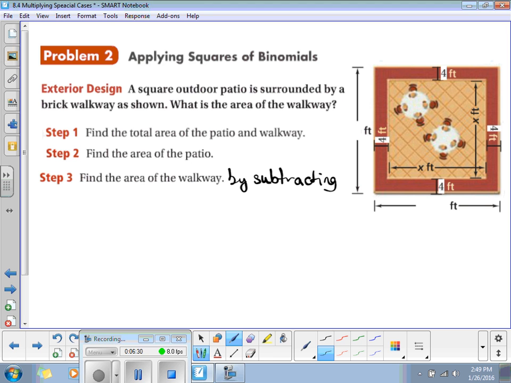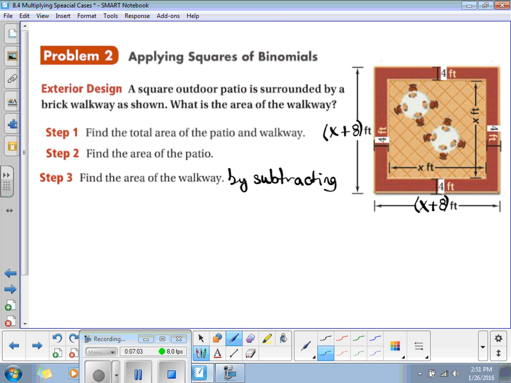Very good. All right, so to find this length, we have this x plus this little bit up here, 4, and this little bit 4 over here. So this is going to be x plus 8. And then over here, for the width, we've got the x plus the 4 down here and the 4 up there. So this is also going to be x plus 8. Let's put it in parentheses.